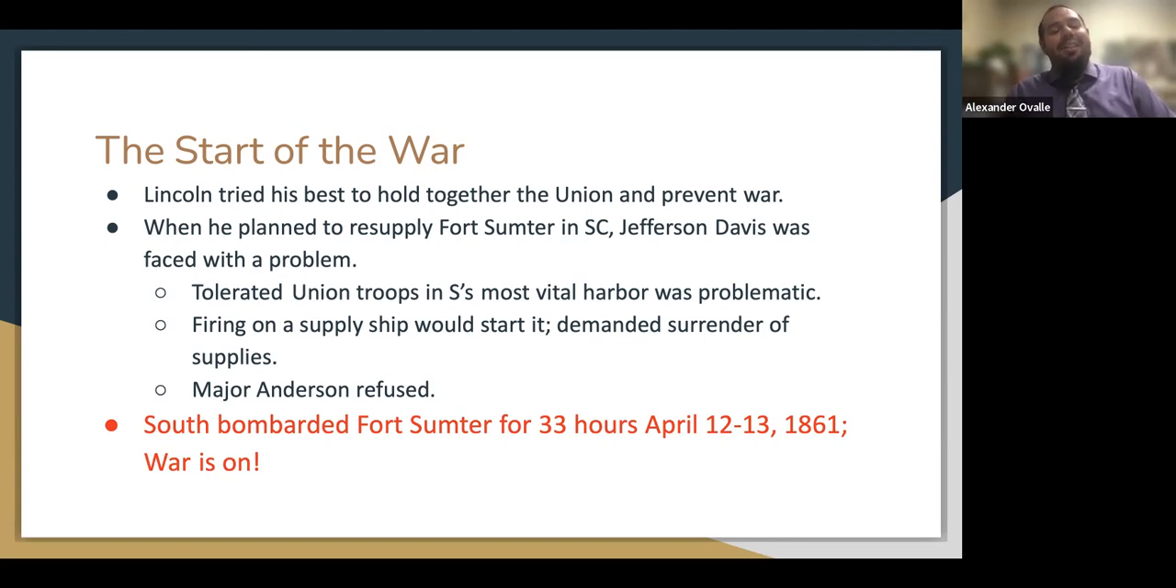So the South decided to bombard Fort Sumter for 33 hours between April 12th and April 13th, 1861, and war is on.